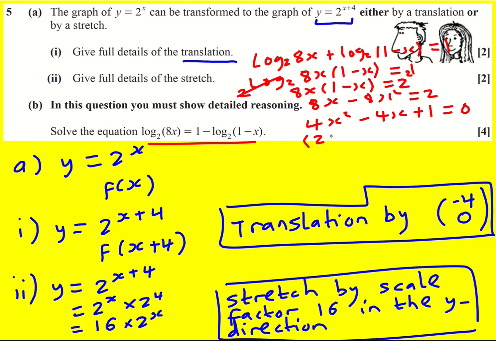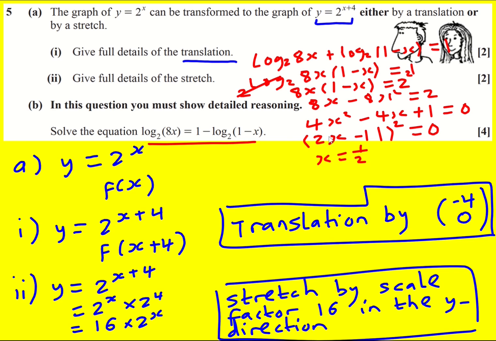Let's try and factorize. So we're going to have a 1 here. I don't think it's going to make any sense to have 4x and x. 2x works with a minus 1. So even though it's a quadratic, it's one with a repeated root. And it's going to give x is equal to a half.